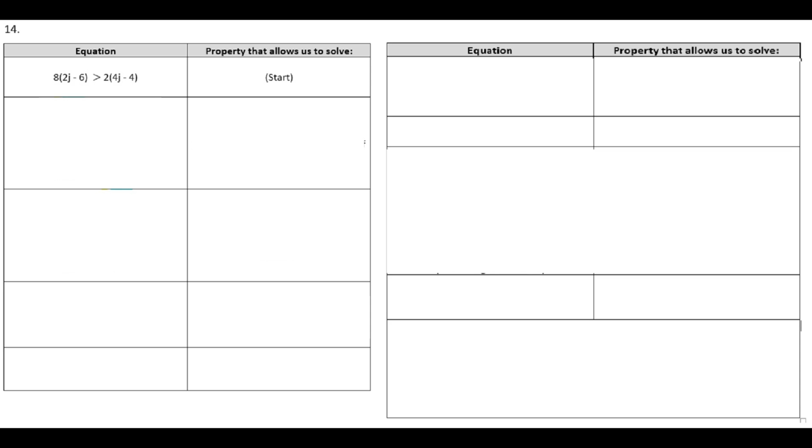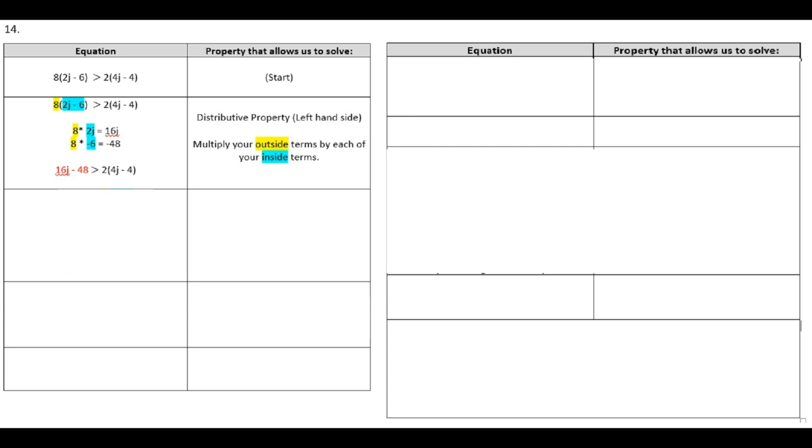Alright, and moving on to number 14. We have 2 distributive property issues here in this problem. 8 times the quantity 2j minus 6 is greater than 2 times the quantity 4j minus 4. So let's take on the left hand side first. 8 times 2j is 16j. 8 times -6 is -48. So what we have in red is our left hand side, 16j minus 48.